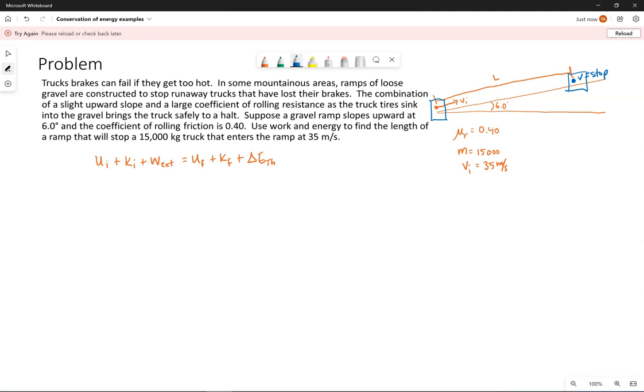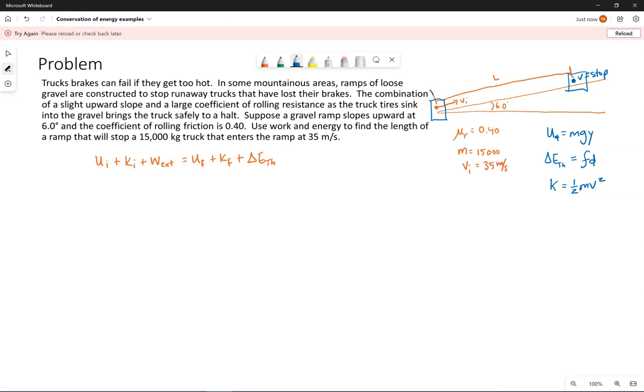Now, as far as potential energy is concerned, the only type of potential energy we have in this problem is gravitational. There's no spring, so we don't need to account for that. There's friction. We're going to account for friction in the delta E thermal term. So that will be the friction force times the distance it acts over. Kinetic energy we know is 1/2 mv squared, and the truck has kinetic energy while it is moving.